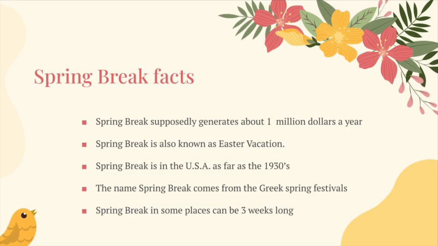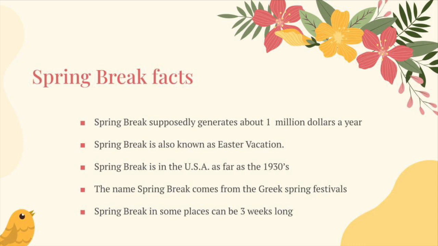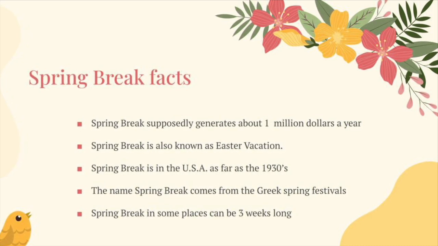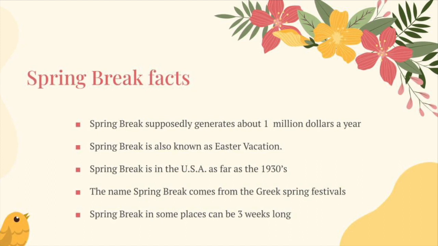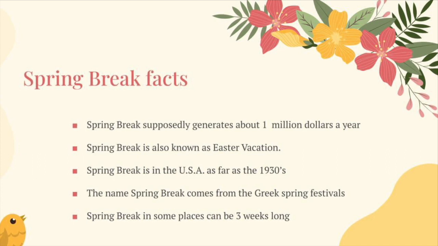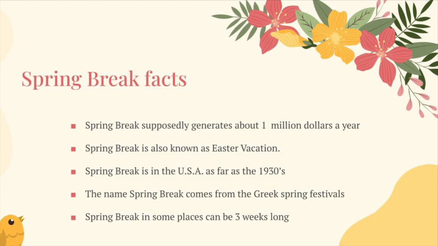Spring break facts. Spring break supposedly generates about $1 million a year. Spring break is also known as Easter vacation. Spring break in the U.S. goes as far back as the 1930s. The name spring break comes from the Greek spring festivals. Spring break, in some places, can be 5 weeks long.